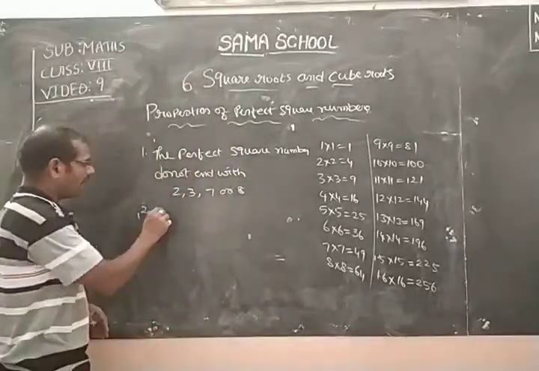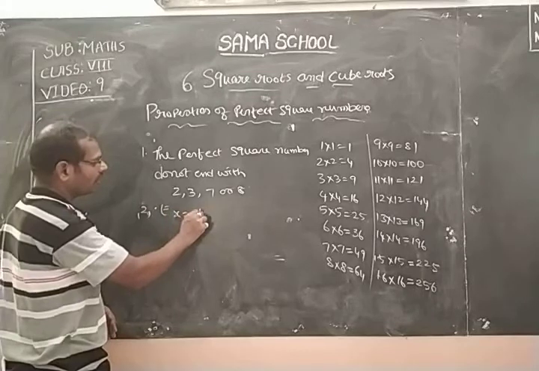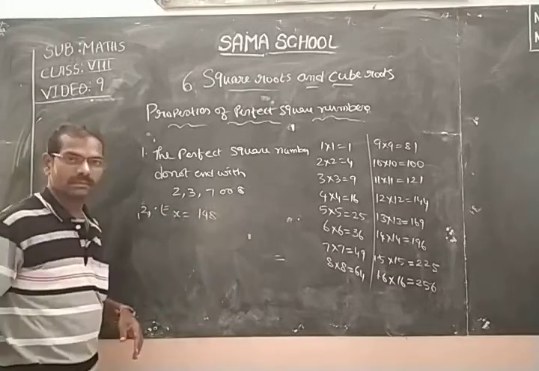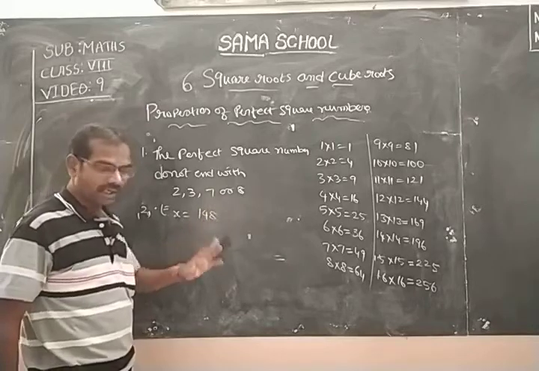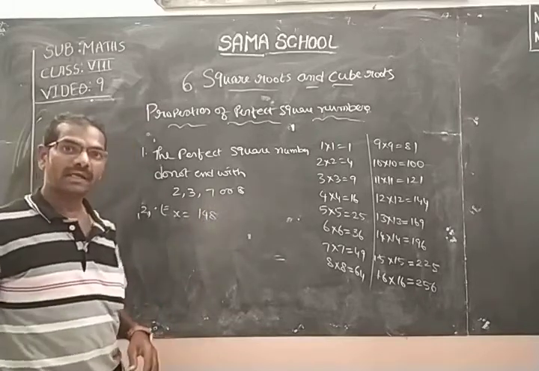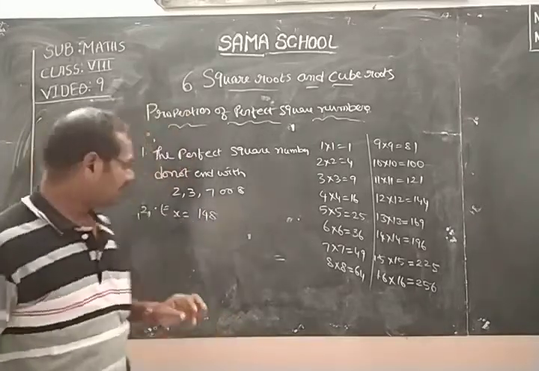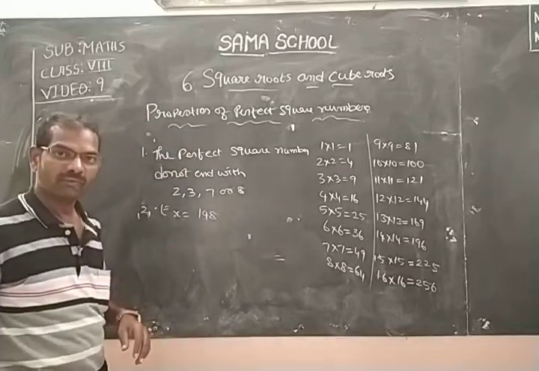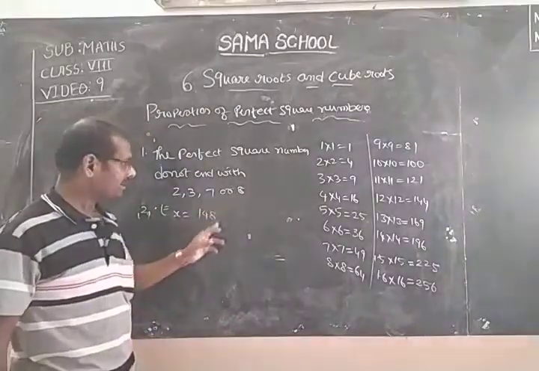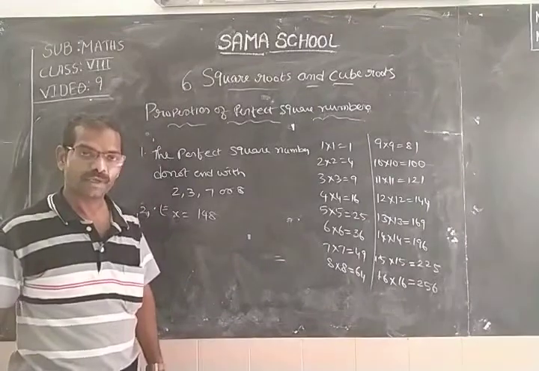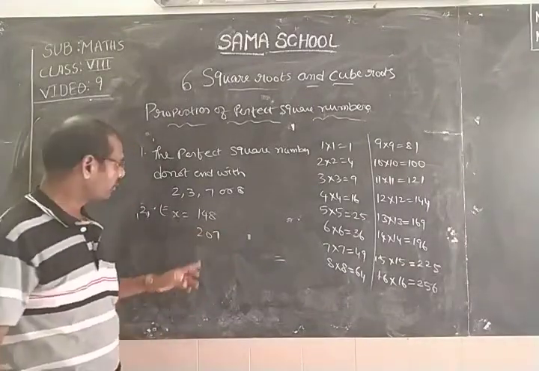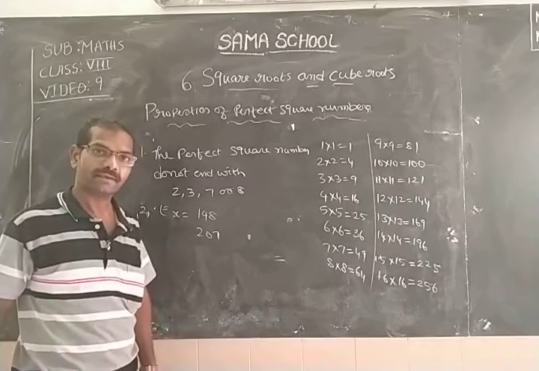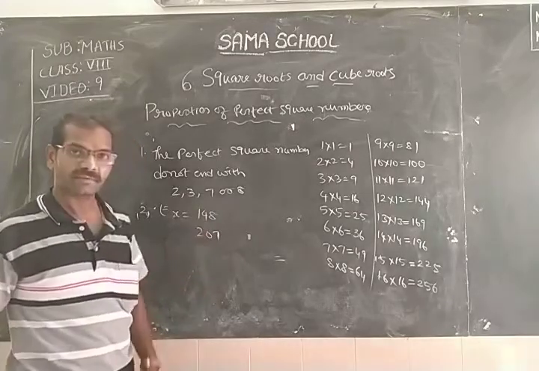Suppose I name one example I am writing here, 148. Is it a perfect square or not? You can clearly say that it is not a perfect square. Why? In the unit place it ends with 8 only. Suppose 207. What is the unit place here? 7. So it is not a perfect square.